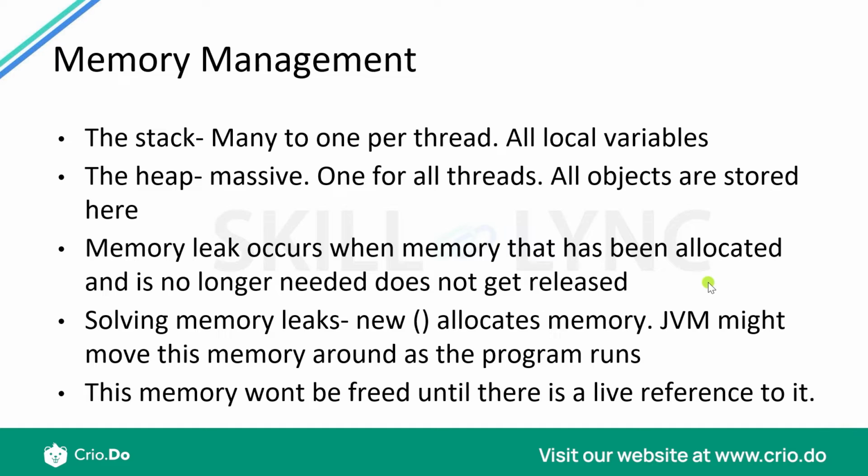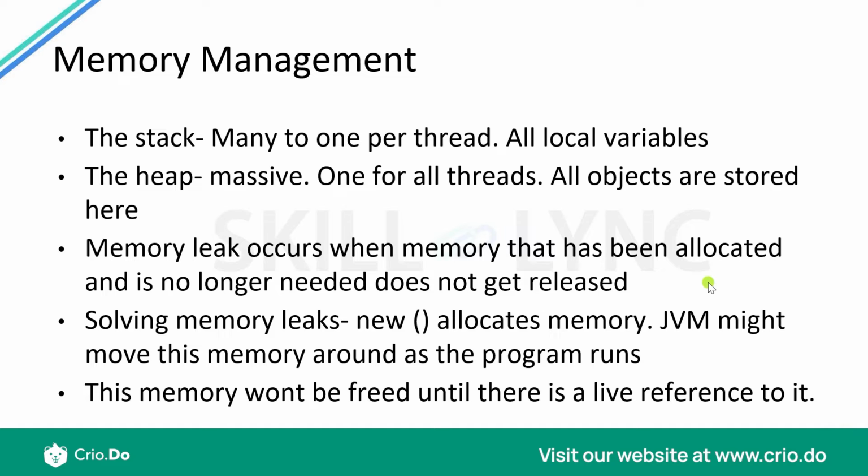Every program has a limited amount of memory to use from the cache or the main memory, right? Now, there is the stack, and you have one stack per thread, and all the local variables relating to that particular thread's method calls are going to be stored in the stack. You have the heap, which is massive. You can store all the objects in the heap, and this is common to all the threads, and all the objects are stored over here.